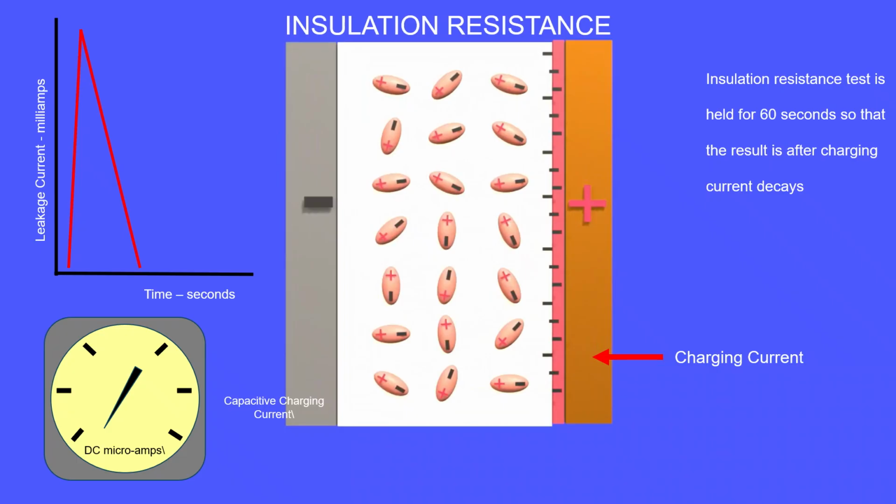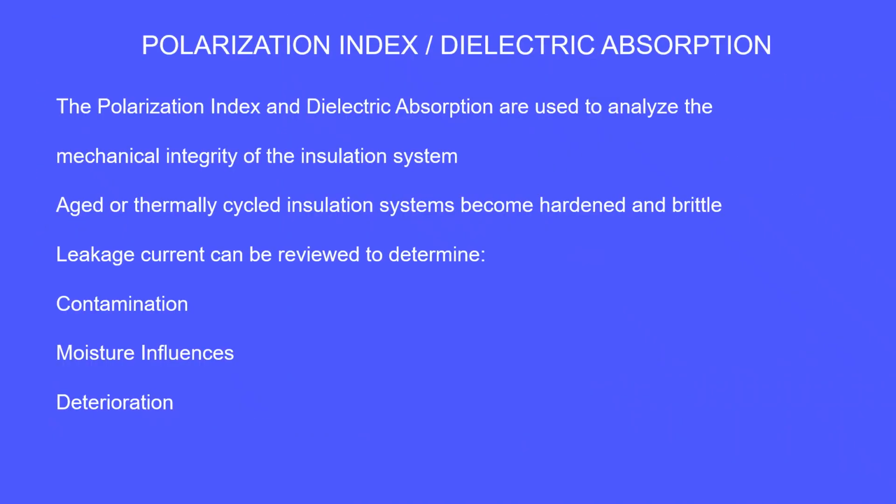The graph is the charging current trend. Steep incline and then a slower decay. The polarization index test for larger motors and the dielectric absorption test for smaller motors is used to analyze the mechanical integrity of the insulation. Aged or thermally cycled insulation systems become hardened and brittle. Leakage current can be reviewed to determine contamination, moisture influences, deterioration.